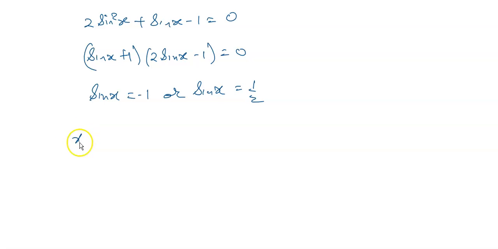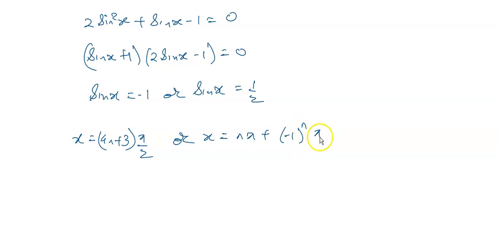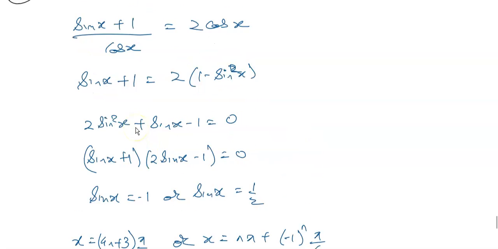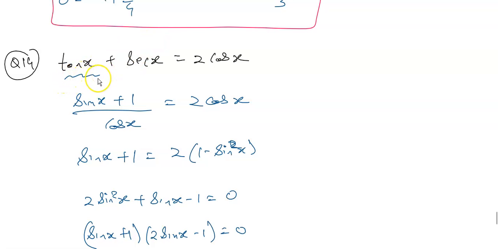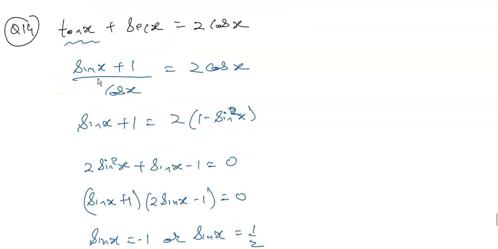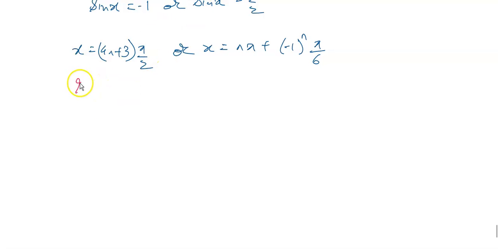यहाँ से मुझे मिलेगा x is equals to n pi plus minus, और in fact इसको हम लिख सकते हैं 4n plus 3 pi by 2, that is the special case. और यहाँ से लिख सकते हैं x is equals to n pi plus minus 1 to the power of n into pi by 6. Now 4n plus 3 pi by 2 में सोल्यूशन नहीं आएंगे, बिकॉज अगर आप ओरिजिनल इक्वेशन को देखोगे फिर से, तो दिस इज tan x and tan x at odd multiple of pi by 2 is not defined, so this is rejected.